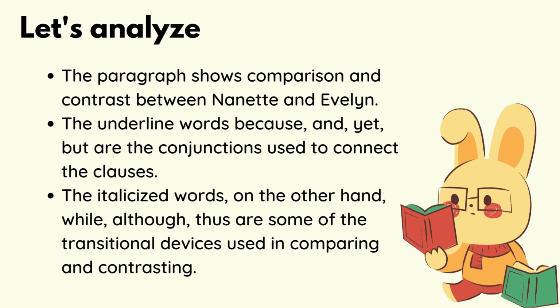Let's analyze. The paragraph shows comparison and contrast between Nanette and Evelyn. The underlined words because, and, yet, but are the conjunctions used to connect the clauses. The italicized words, on the other hand, while, although, thus, are some of the transitional devices used in comparing and contrasting.